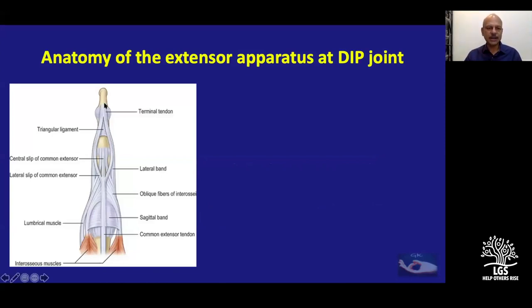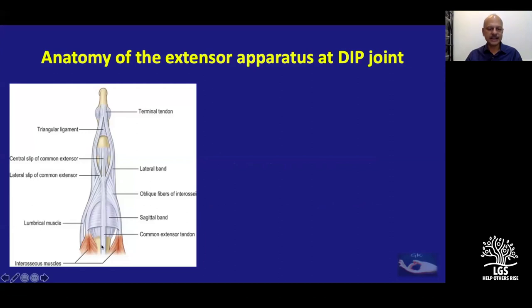Now, we are all aware of this. We have got a terminal tendon here. Now, how is this terminal tendon formed? It is formed by the coalescing together of the two lateral bands or the lateral slips. Now, these lateral slips are formed from the common extensor tendon.